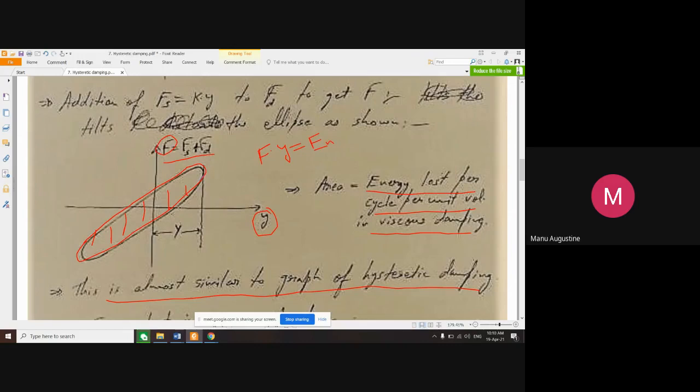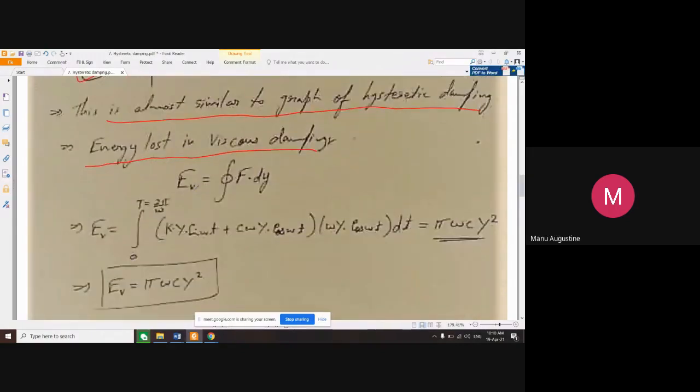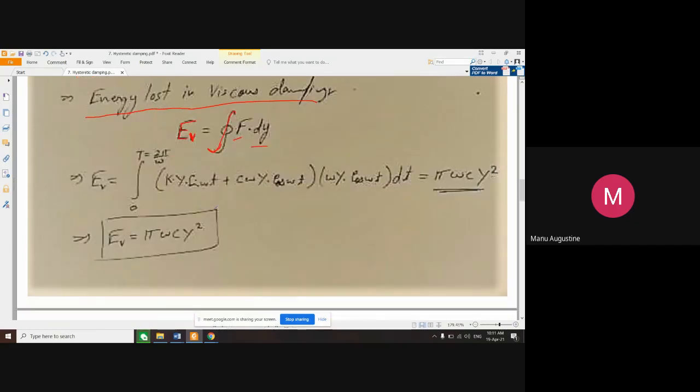So this is what I'm going to do. In the case of viscous damping, I'm going to construct energy lost by integrating over the area the product of F and small displacement dy. So this will give me E suffix V. और E suffix V से मैं क्या represent कर रहा हूँ? I am representing the energy lost per cycle per unit volume in the case of viscous damping. So let us do that.